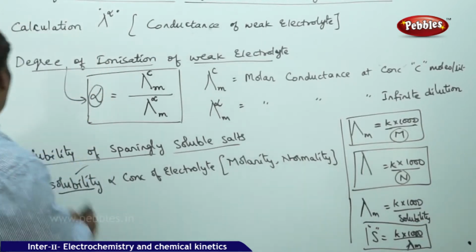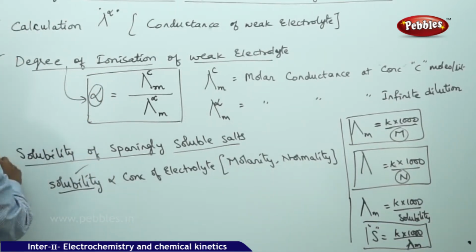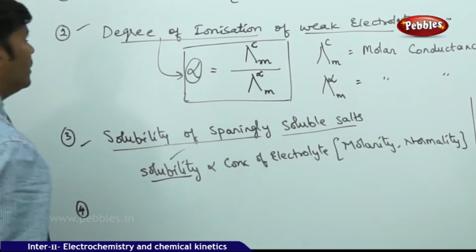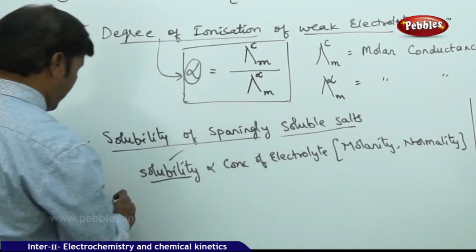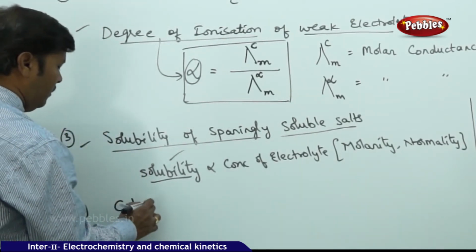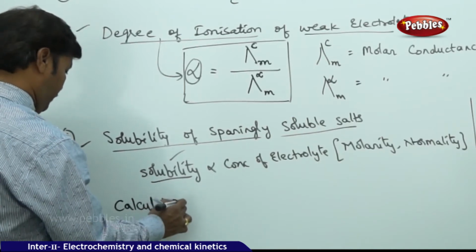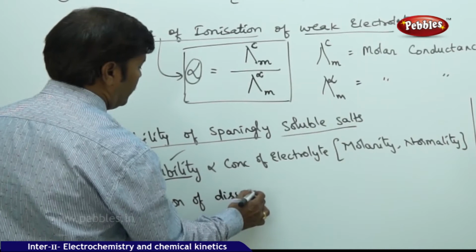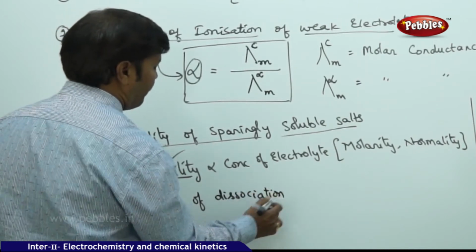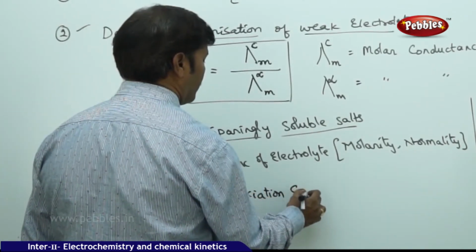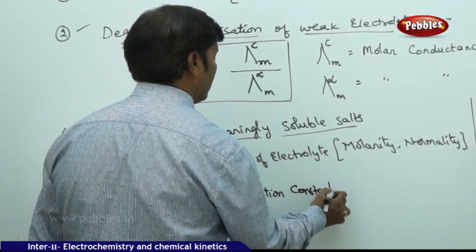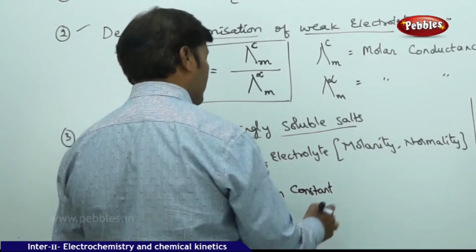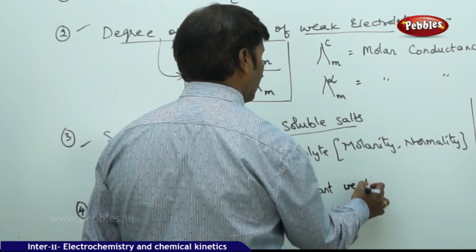So almost 3 important applications we have done, and we have one more, the fourth application of Kohlrausch's law of independent migration of ions: the calculation of the dissociation constant of a weak electrolyte.